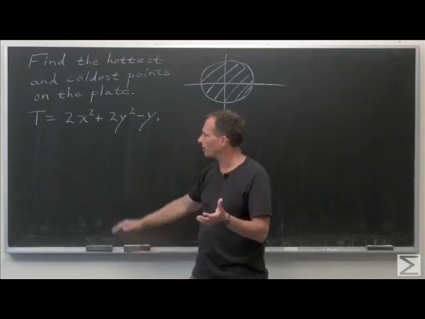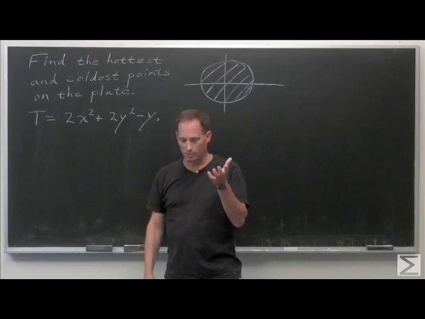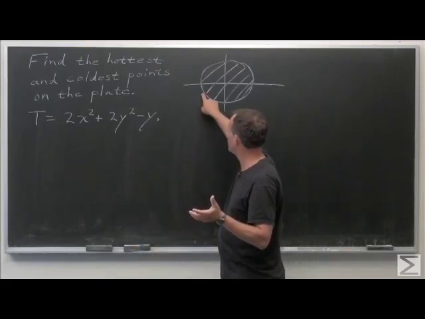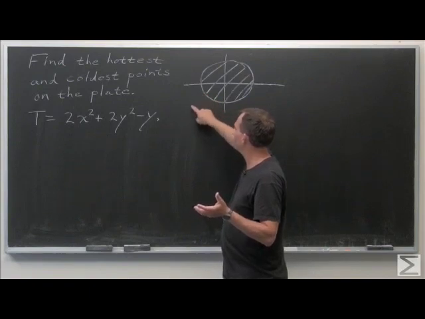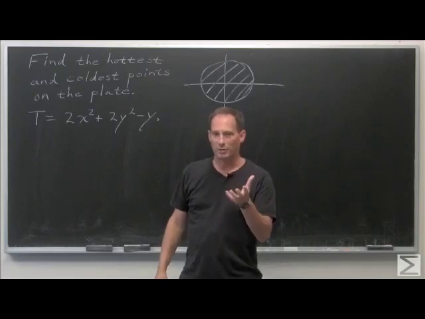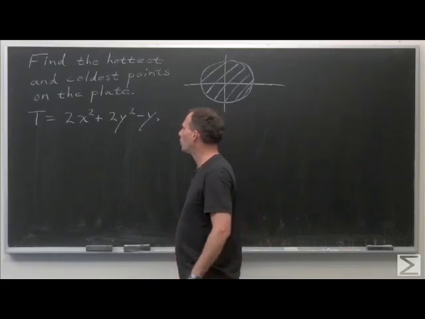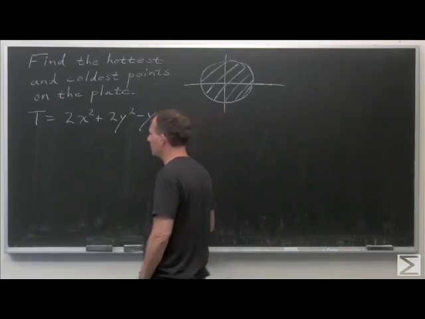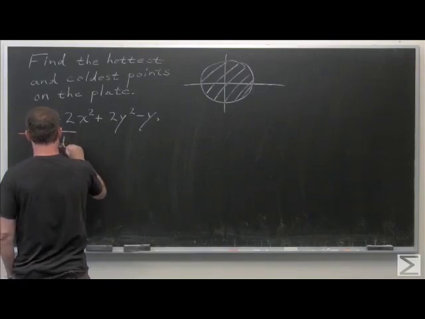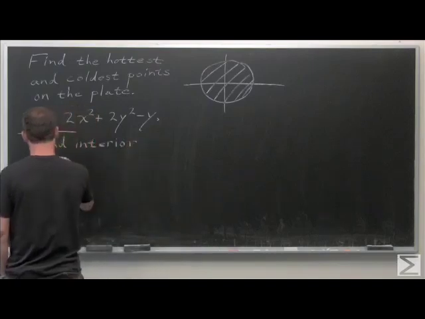Well, technically, if you're looking at this function restricted to this set, the entire boundary consists of critical points because the total derivative is not defined, because you can't even approach the point from these directions. So for technical reasons, the whole boundary consists of critical points, and so we have to deal with the boundary separately, but we'll get to that in a minute. First, let's find the interior critical points.